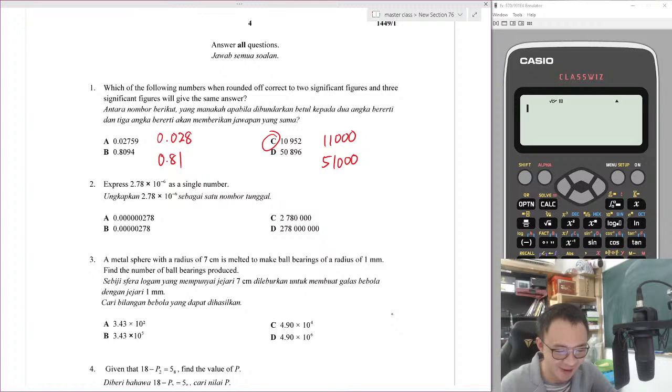So no worry. Okay, let's go to question number 2 here. You celebrating Christmas, teacher? Yeah, definitely I celebrate Christmas.